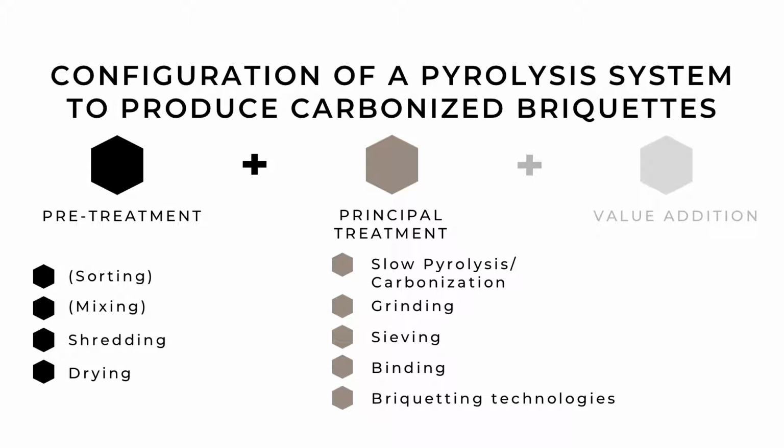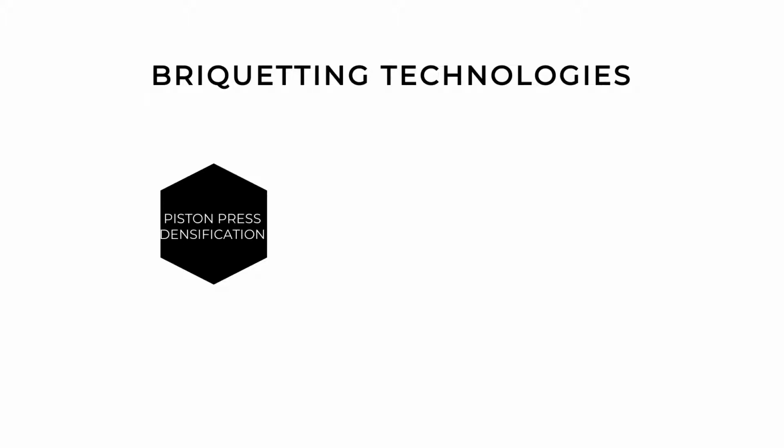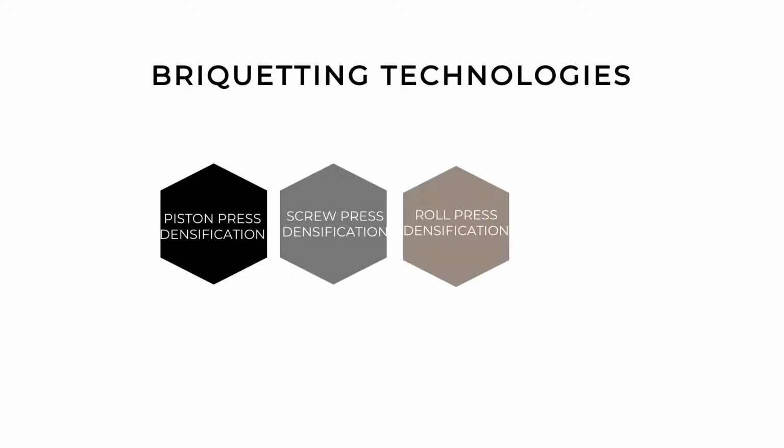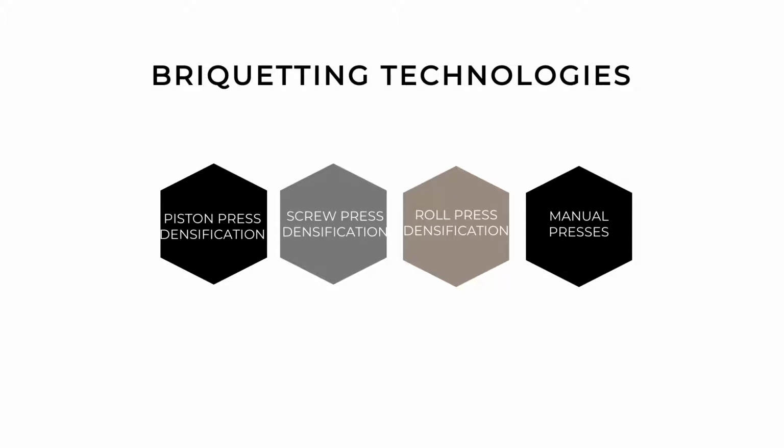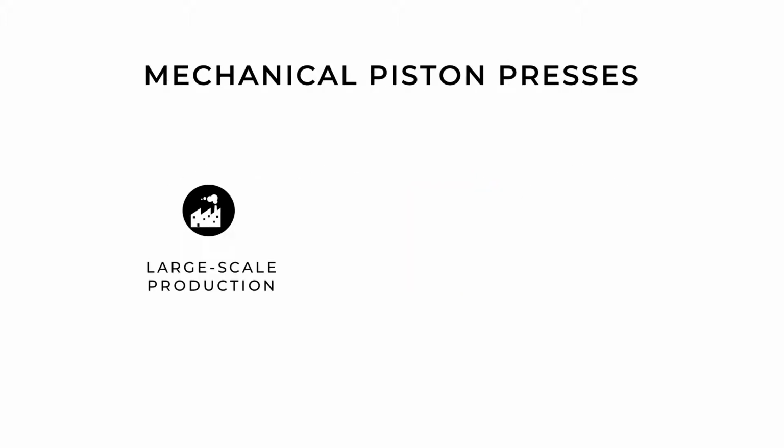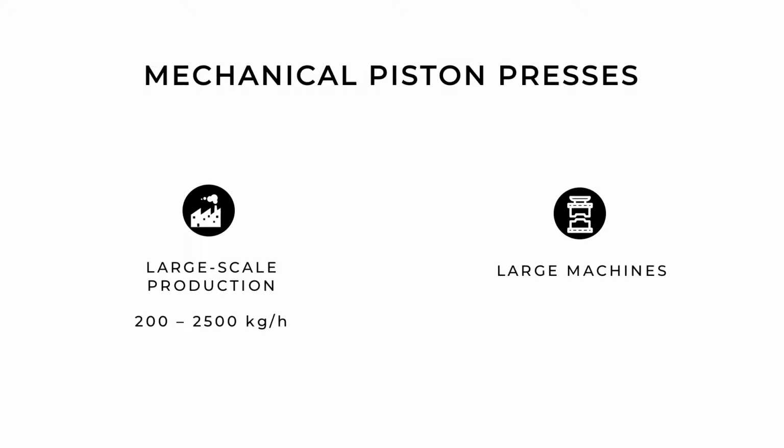Once the charcoal is ready, it is possible to start forming the carbonized briquettes. Briquetting technologies can be classified in the following categories based on the mechanical features and the equipment involved: piston press, screw press, roll press, manual press. Mechanical piston presses are usually applied for large-scale production, from 200 to 2,500 kilograms per hour. They are relatively large machines in which a heavy piston forces biomass material through a tapered die.